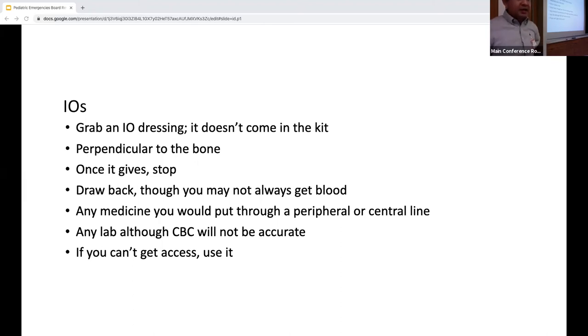And then the idea is that with the IO, especially in a resuscitation, you want to give 2 sticks for a peripheral IV and then go for an IO. That's going to be the board question for a crashing child or any sort of acute resuscitation.